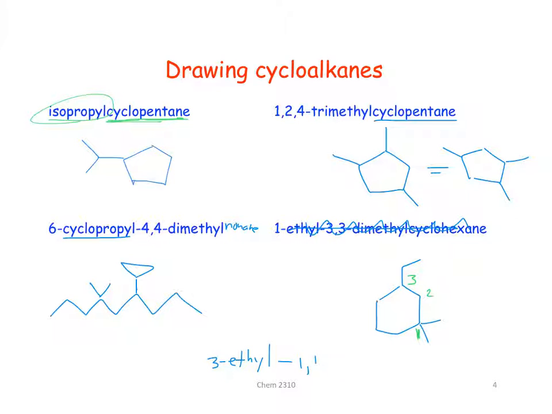1,1-dimethylcyclohexane. Remember that this di part here, we do not alphabetize. All right, so we're alphabetizing M for methyl, so that goes after ethyl. Okay, so now we know how to name these.